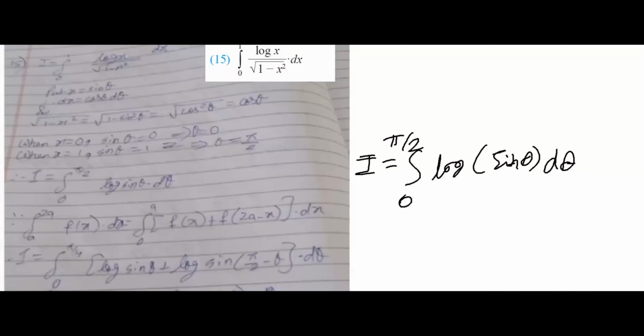Okay, so my question is integration I goes from 0 to 1, log of x upon root of 1 minus x square. So whenever I have integration 0 to 1, what is my thinking? I am going to apply the property. Which property? The property is, integral 0 to a f of x dx is equal to integral 0 to a f of a minus x dx. This property I am going to apply.